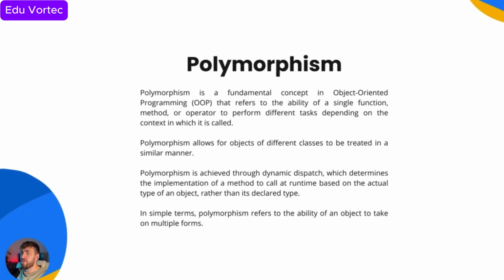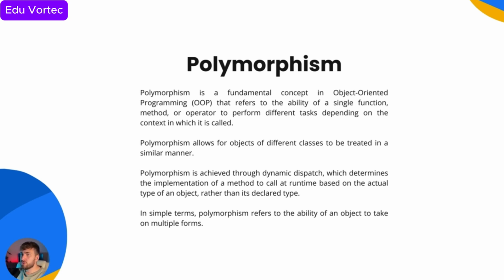Polymorphism is a fundamental concept in object-oriented programming that refers to the ability of a single function, method, or operator to perform different tasks depending on the context in which it's called. In other words, polymorphism allows for objects of different classes to be treated in a similar manner as long as they implement the same interface or extend a common class. This enables code to be written in a more flexible and reusable manner, and it can work with multiple types of objects without needing to know exactly what type they are.